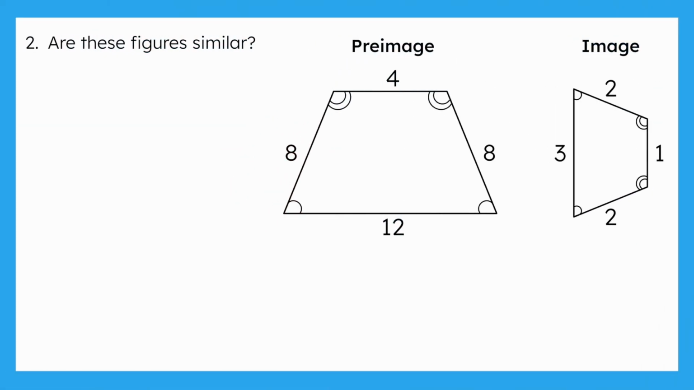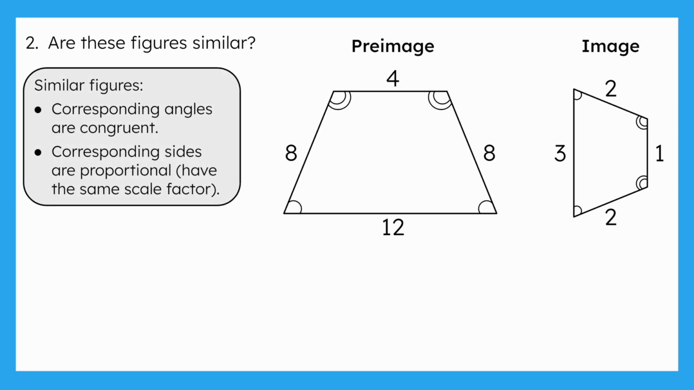Let's go over it. To figure out whether these figures are similar, I need to make sure the corresponding angles are congruent and the sides are all proportional. So, starting with the angles, I see that the angles on either end of the longer flat side of each figure are all marked with one curve. Since they are in the same positions in both figures, they correspond with each other, and since they have the same marking, it means that they're congruent. The angles that correspond with each other on either end of the shorter flat side of each figure also have the same number of curves, so they are congruent as well. So far, so good.